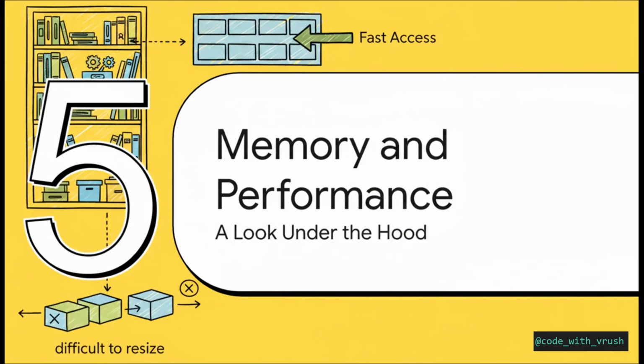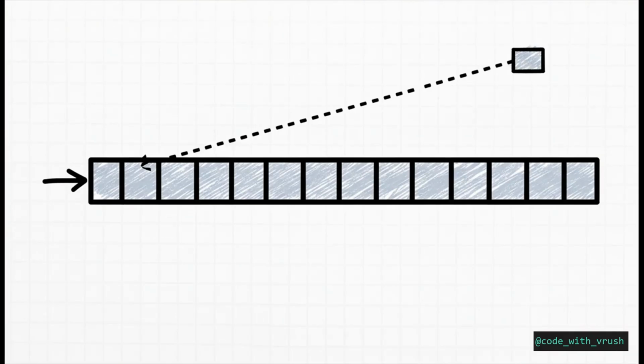So why are arrays built this way? Why are they so rigid? The answer to all of this, the good and the bad, is all about how they're laid out in the computer's memory. Here it is. The secret sauce is something called contiguous memory. It just means all the elements in an array live right next to each other, side by side, in one continuous block. This is what makes that O(1) access possible.